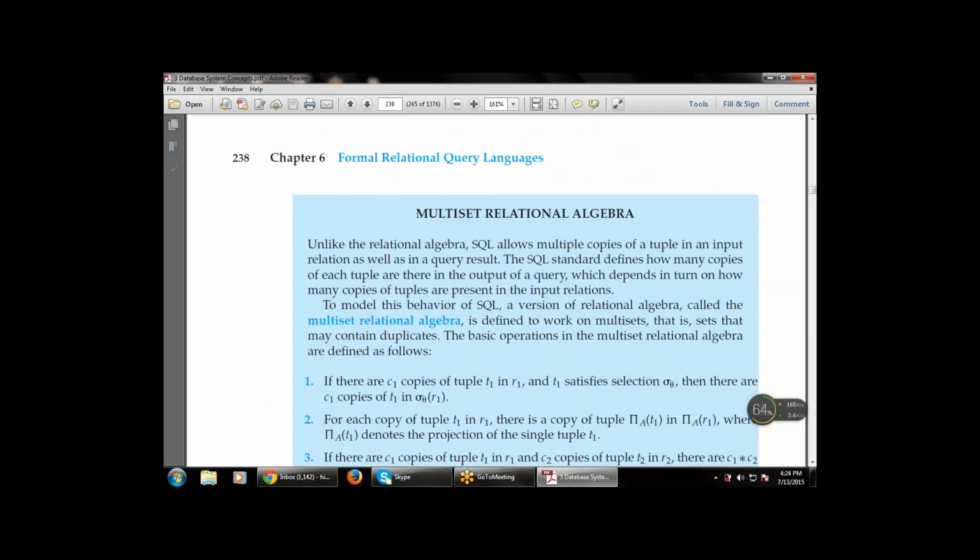Then we have discussed the multiset relational algebra, which is a version of the relational algebra that works on multisets, that is, sets that contain duplicates, or rows that have the same value. And the basic operations used are as follows. We have discussed these basic operations, that is, how to use multiset operations in the relational algebra.